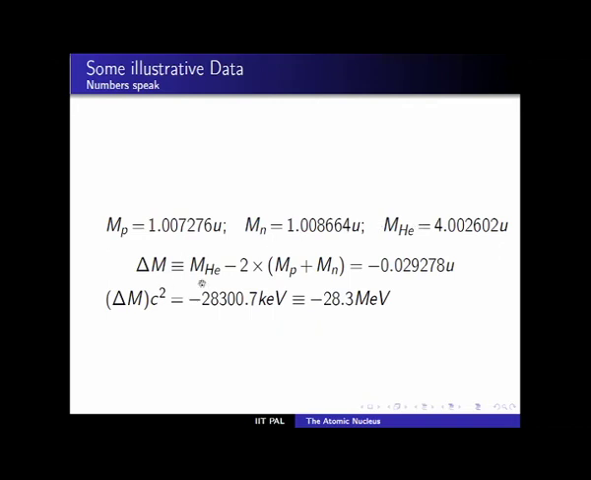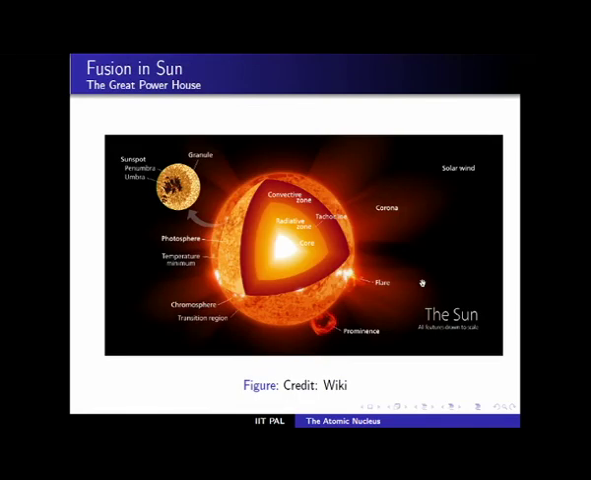So if you look at it, then you have the mass of the helium minus 2 times (Mp plus Mn). There are 2 protons, there are 2 neutrons, so I add the masses and multiply them by 2. And lo and behold, what do I get? The total mass of the helium atom is less than the combined mass of what? The protons and the neutrons that constitute the atom. And how much is the difference? The difference is minus 0.029278 u. That is what I have.